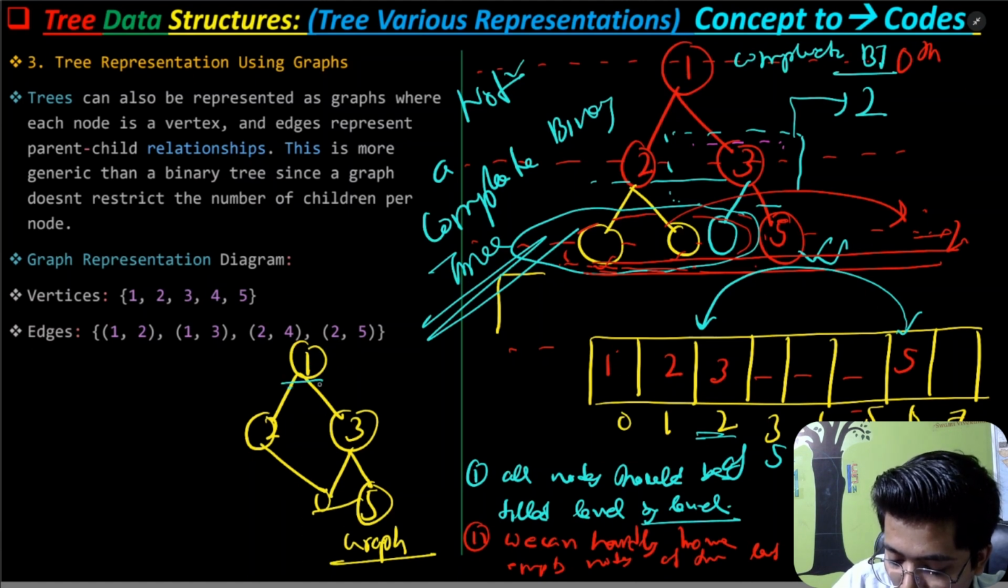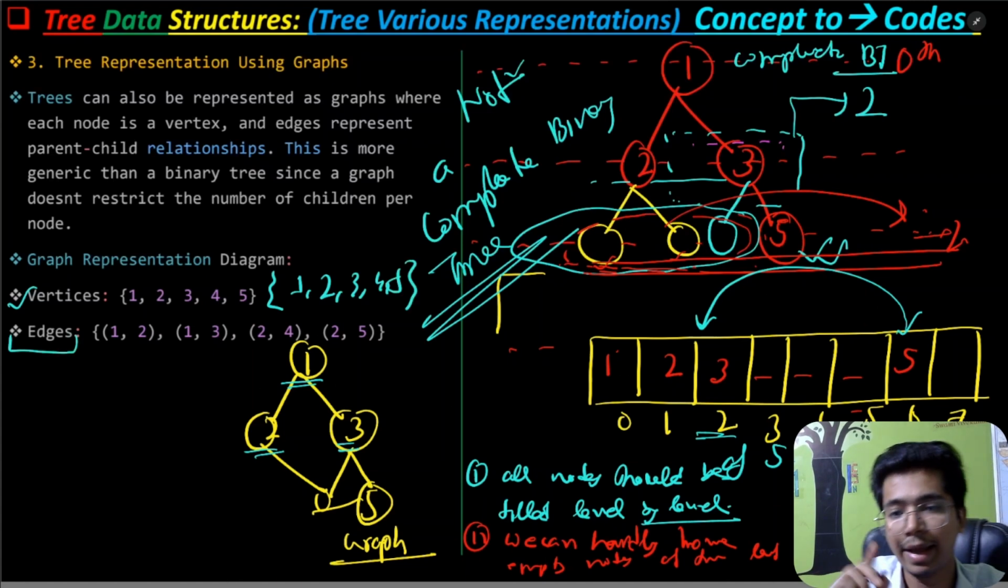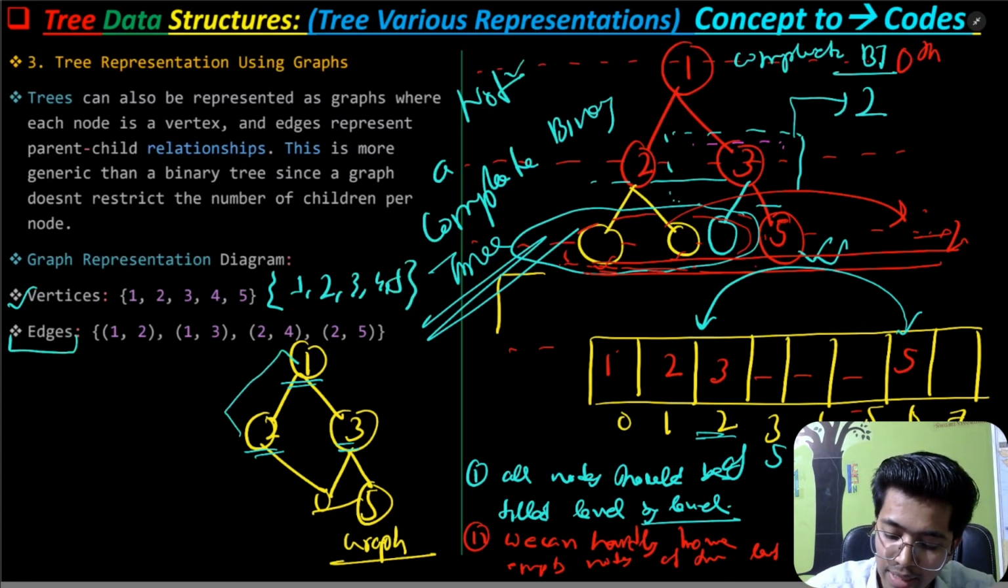We'll represent the nodes 1, 2, 3 as vertices. At the vertices position, all the nodes are coming: 1, 2, 3, 4. And edges. This edge, the position 1 to 3, we represent as the path.